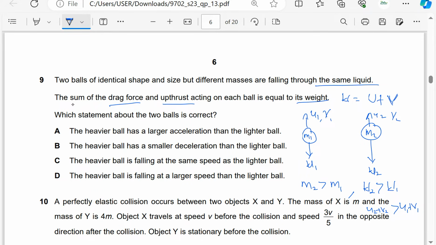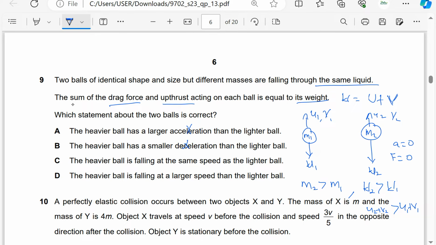The heavier ball has a larger acceleration than the lighter ball. Because the forces are equal but opposite, in both the acceleration is zero, so that one is wrong. The heavier ball has a smaller deceleration. In both, the acceleration is zero because there is no resultant force. The resultant force for both is zero, so this one is wrong.